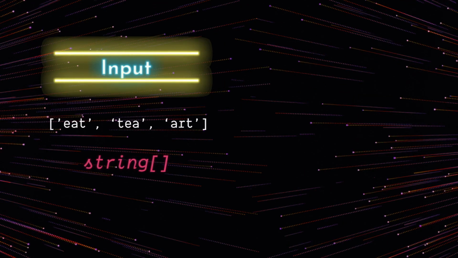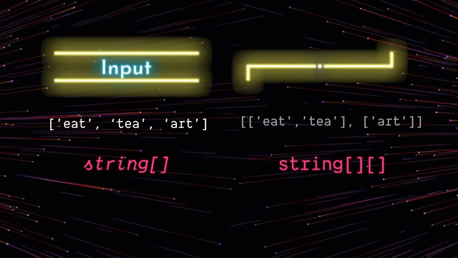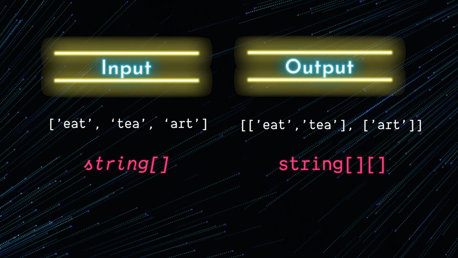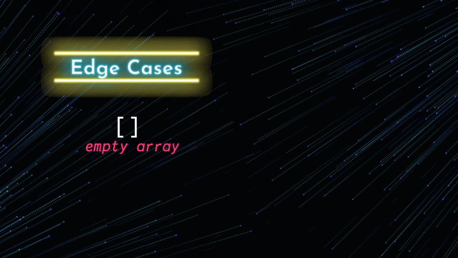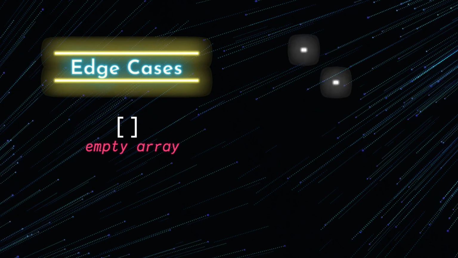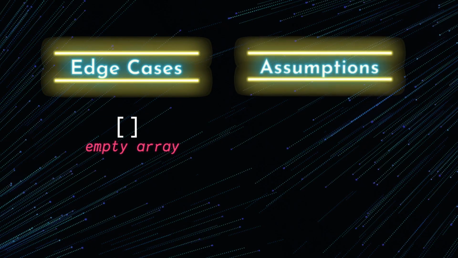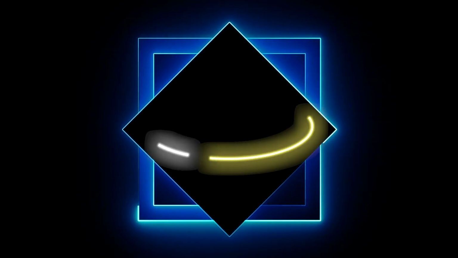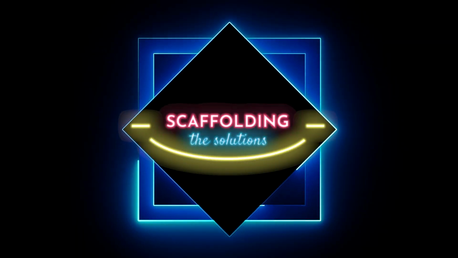So to formally define our inputs and outputs, the input is an array of strings, the output is an array of arrays of strings, with each subarray holding anagrams. One edge case could be getting passed an empty array as an input. And one thing we have to be careful about assumption-wise is that we're checking for complete anagrams, so partial matches don't count. Let's start to think of a solution.